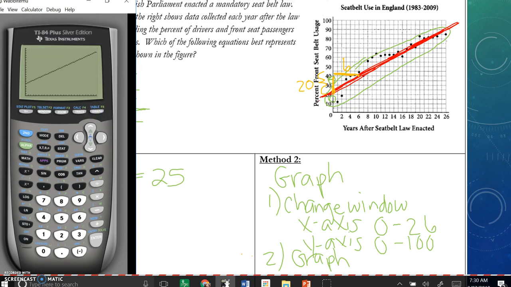So while this is maybe not the most accurate, you are taking a little bit of a chance. If you're running low on time, it's definitely the way to go, unless you happen to have extra time.